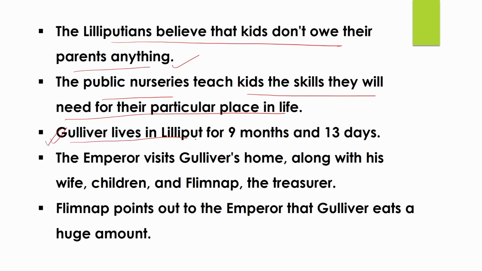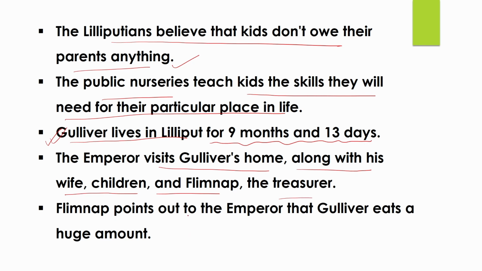Gulliver lives in Lilliput for 9 months and 13 days. During this time, he makes his own table and chair. 200 tailors sew him a shirt and 300 cooks prepare him 2 dishes every day. The emperor visits Gulliver's home for dinner, along with his wife, children, and Flimnap, the treasurer.